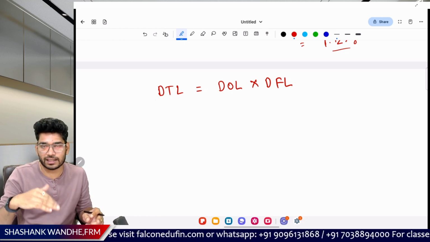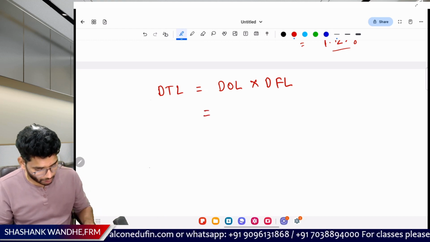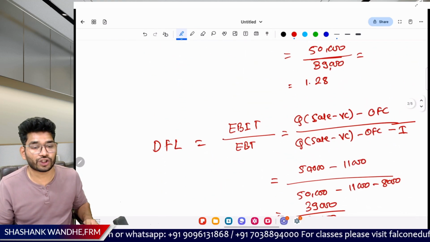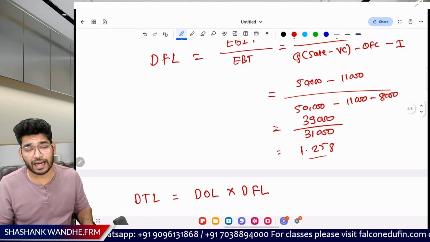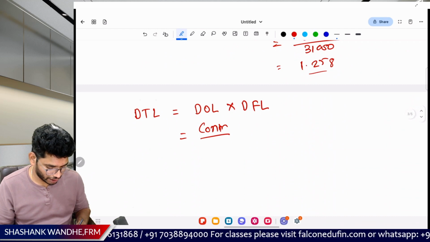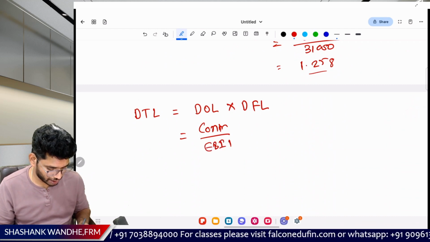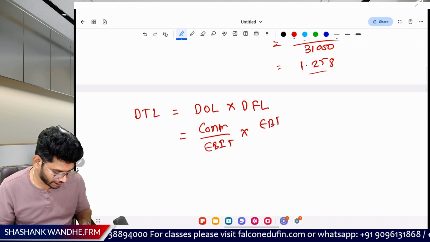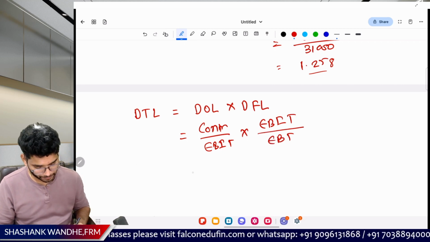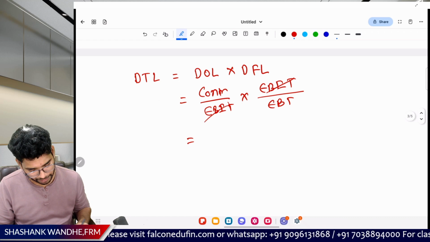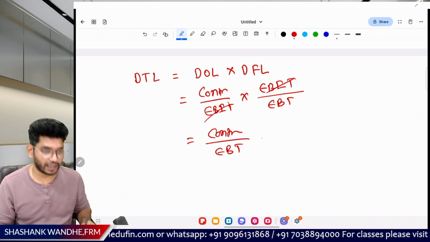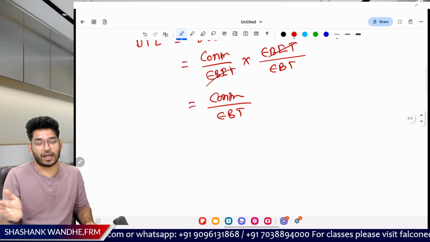That is the operating cost plus interest. Simple. We already understand the formula. The formula for the degree of operating leverage is contribution divided by EBIT, and financial leverage is EBIT divided by EBT. So, contribution divided by EBIT multiplied by EBIT divided by EBT, and simply EBIT cancelled. So contribution divided by EBT, earning before taxes. That's it. And now simply put the values.